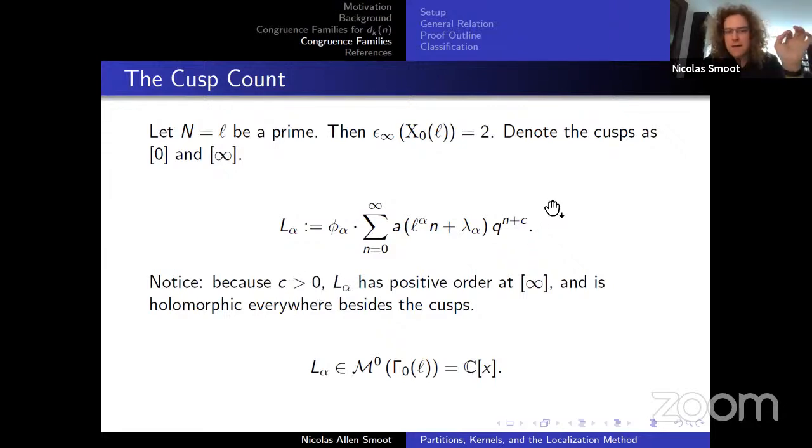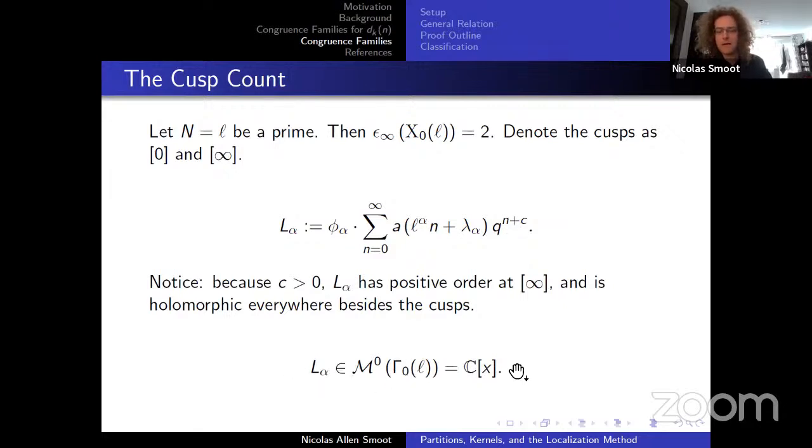And if I rig it so C is positive, and phi alpha has order 0, so it doesn't have a power of q at all, and that tells you that q is like e to the 2 pi i tau. So as tau goes to i infinity, q will go to 0. And because C is positive, it will in fact kill this entire function. In other words, L alpha will have positive order at the cusp infinity. And it's easy to show this is holomorphic everywhere else on the modular curve, equivalently for all tau in the upper half plane. So it has to have a pole at the cusp 0.